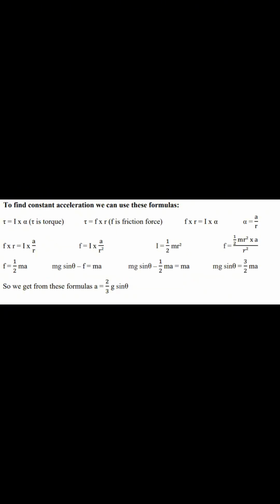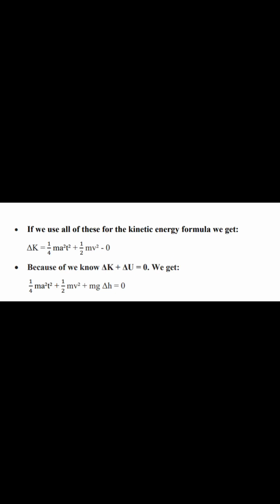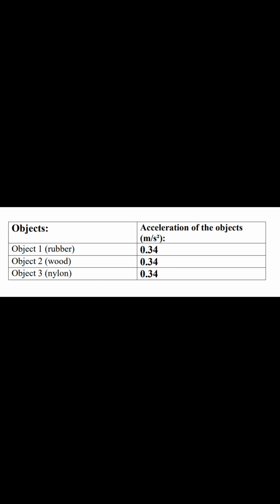These formulas lead us to find that the linear acceleration is 2/3 g sin theta for all cylindrical objects. And in the end, we can use our knowns in these formulas. As we can see in the formula, all three objects have the same acceleration.